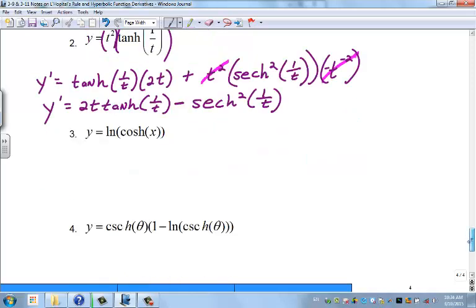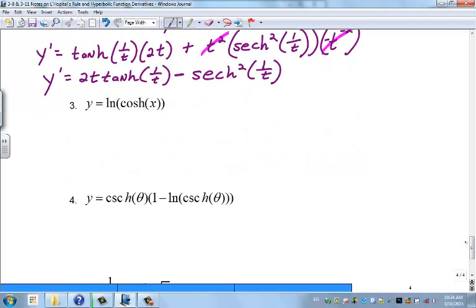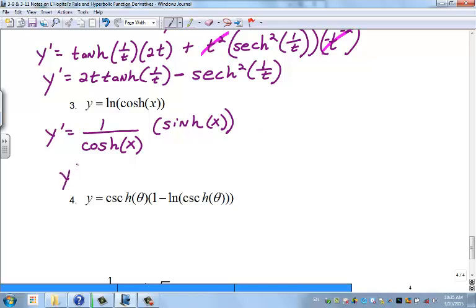And that one's done. Next, y equals the natural log of the cosh of x. So let's do this one. So we get y prime equals, to take the derivative of a natural log function, it's 1 over whatever's inside. So this is going to be 1 over cosh of x times the derivative of the inside. Well, the derivative of the inside is sinh of x. So y prime is equal to sinh of x over cosh of x.